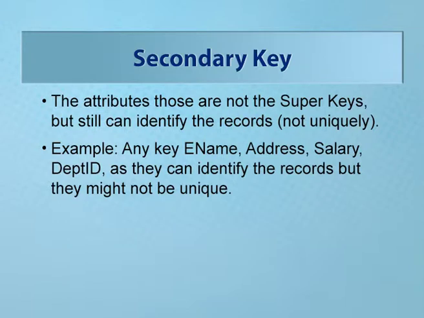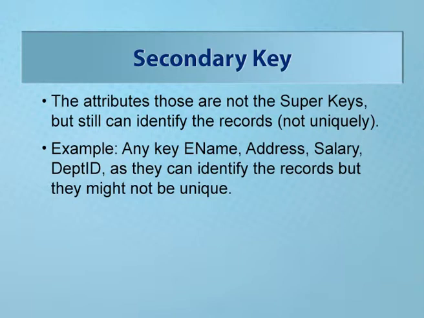The attributes that are not super keys, but still can identify the records, are called secondary keys. Here the basic difference between the super key and the secondary key is that super keys uniquely identify the record, and the secondary key, however, may retrieve the record, but may not retrieve it uniquely.